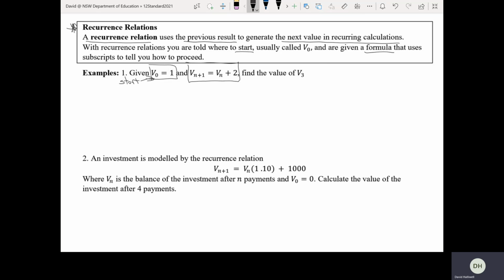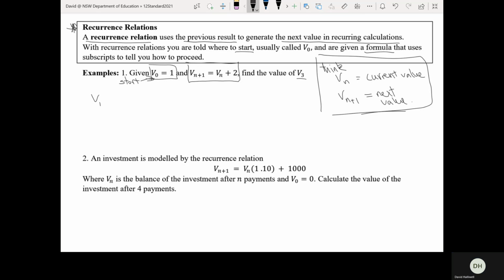Now, to understand this a little better, think of V sub n as the current value. That means V sub n plus 1 is the next value. Thinking of Vn as the current value and V sub n plus 1 as the next value will be very helpful in solving this problem. We want to find V3, so we go up one step at a time. We know V sub naught, so the next step up would be V sub 1.